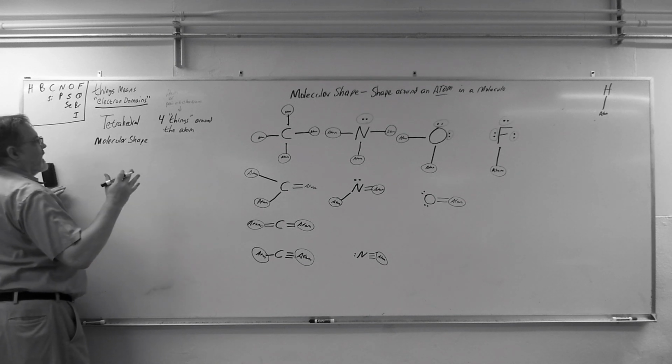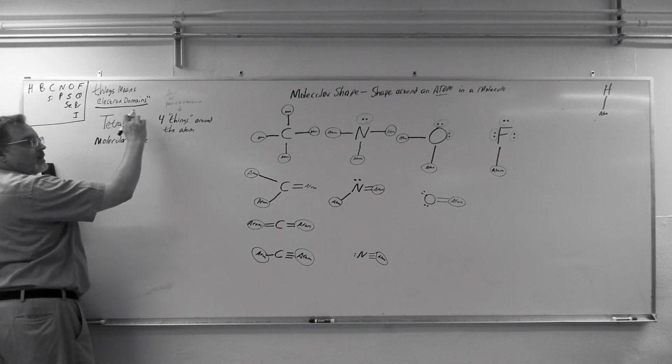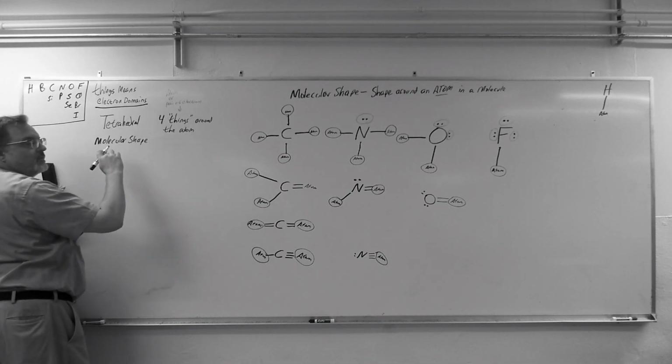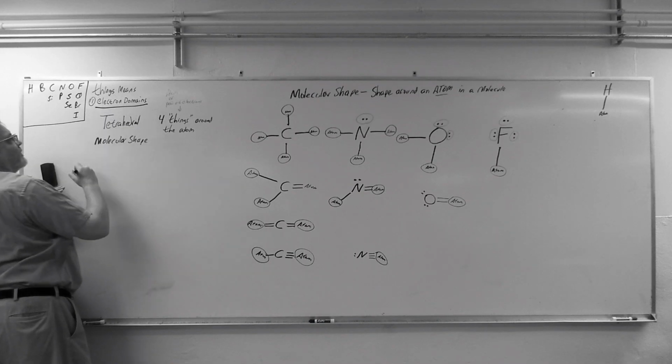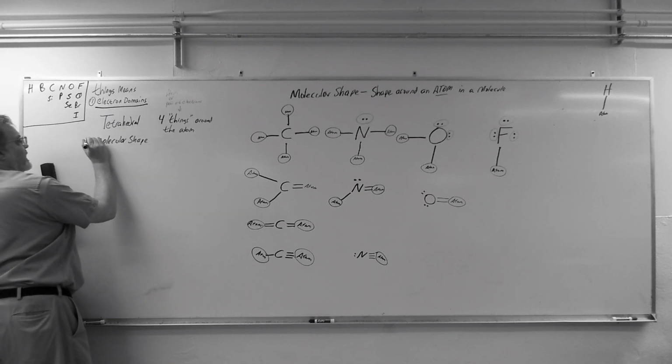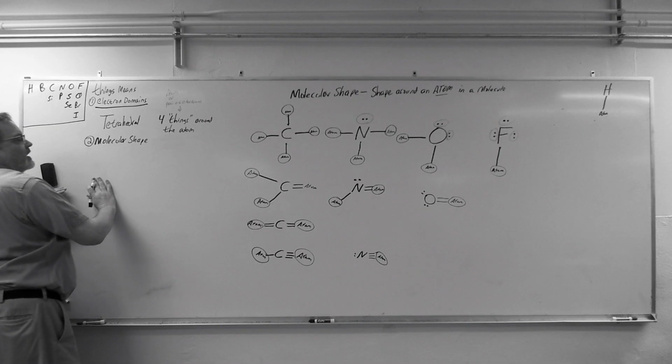So there's sort of two layers. The first layer is electron domain. Yeah, you can come in and mess with that. There's two layers. I'll say the first layer, one, is electron domain. The second layer is molecular shape.